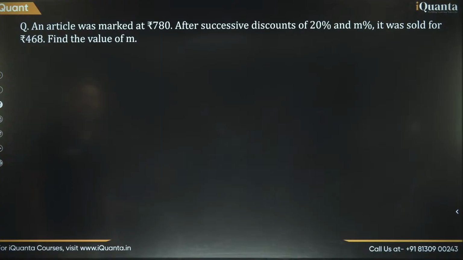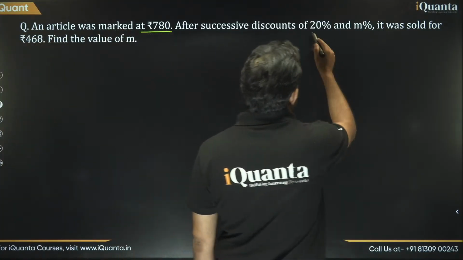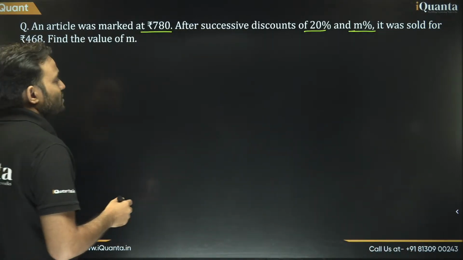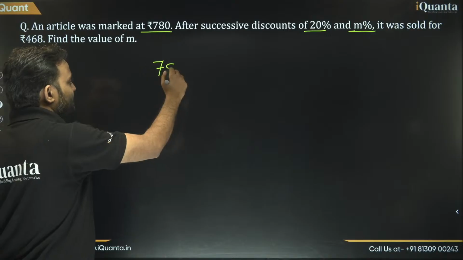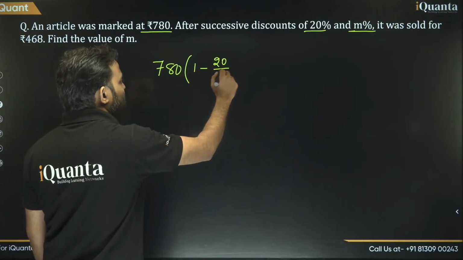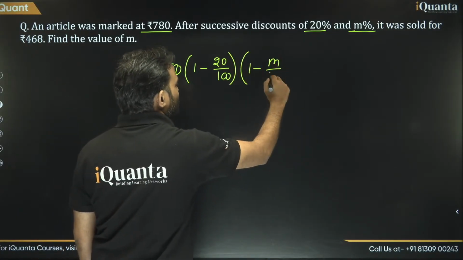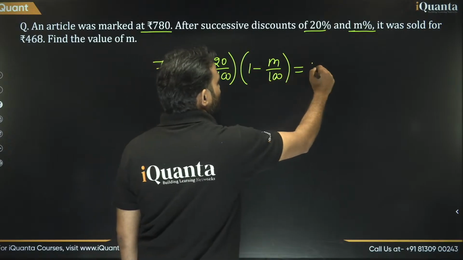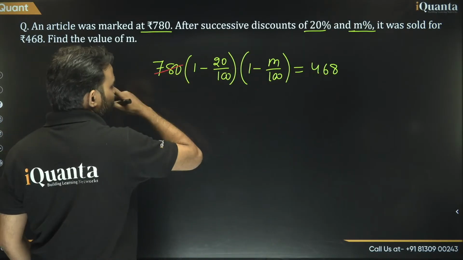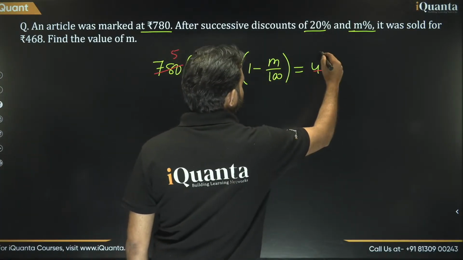Now in this question, it says an article was marked at 780 after successive discounts of 20% and m%. It was sold for 468 rupees. Find the value of m. What we can say? 780 is the mark price. First discount is 20%. So 1 minus 20 upon 100. Then 1 minus m upon 100 is equal to 468. So this is 150. This is 156 into 5. This is 156 into 3.